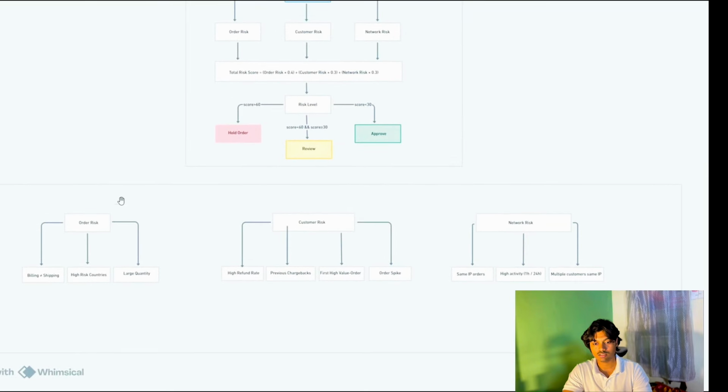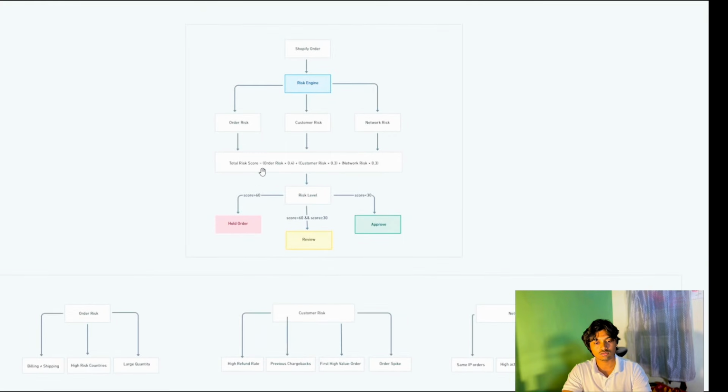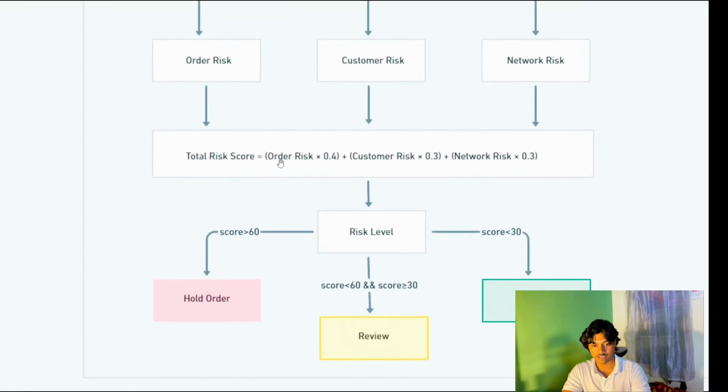And these three risks, order risk, customer risk, and network risk, are going to calculate the total risk. So we have calculated the weighted risk score. We will be using this risk score and assigning it to some levels. To calculate these levels, we are using a few checks. Suppose the total risk score is greater than 60, then we will say that this order is high, meaning this order is very risky.